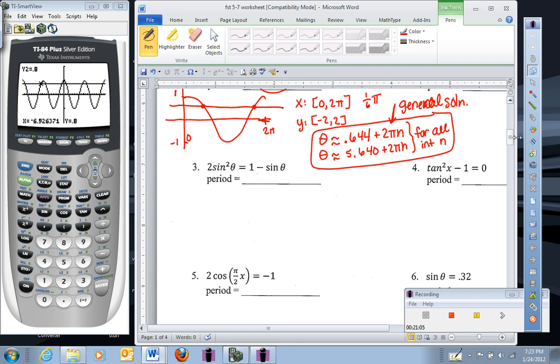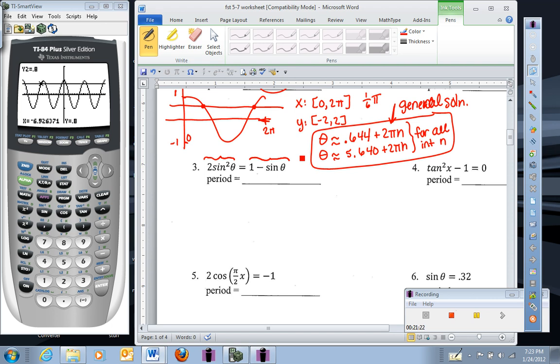On number 3, we see we have 2 sine squared theta is equal to 1 minus sine theta. Now, if we were to graph this side of our equation, 2 sine squared theta is going to be some kind of a curve. If I graph 1 minus sine theta, this side of the equation is also going to be a curve. It's kind of difficult sometimes to have a curve intersecting with another curve, particularly if they don't have the same period. You have a choice about, do I take the bigger of the 2 periods or the smaller of the 2 periods? How do I know when I've got all the points of intersection? It's really kind of difficult.